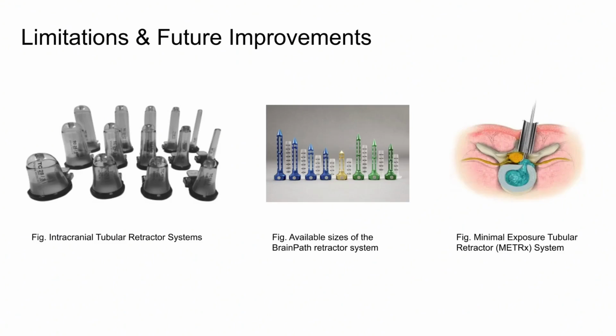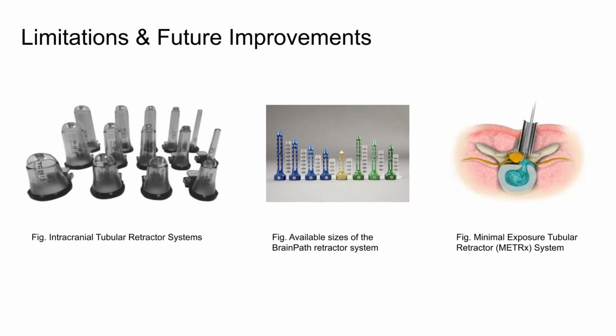Although the cylindrical guide has significantly improved minimally invasive neurosurgery by reducing damage to healthy brain tissue, it is not without limitations. One of the main drawbacks is its limited working space. Because the tubular retractor has a tapered design, the opening at the tip is narrower than the opening at the base. While this design minimizes tissue disruption during insertion, it also restricts the surgeon's ability to manipulate instruments once inside the surgical corridor.